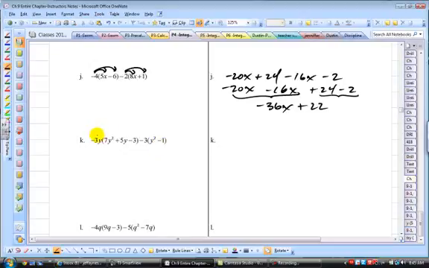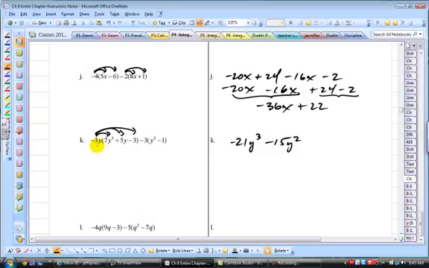Okay, we're back now, so let's try it. Negative 3 times 7 is a negative 21. Y times y squared is y cubed. On the second term, negative 3 times 5 is a negative 15. Y times y is y squared.